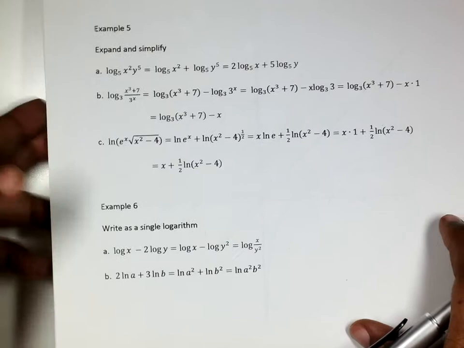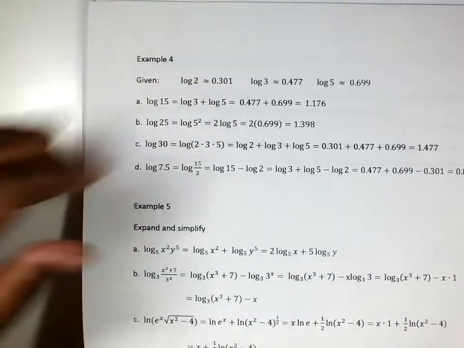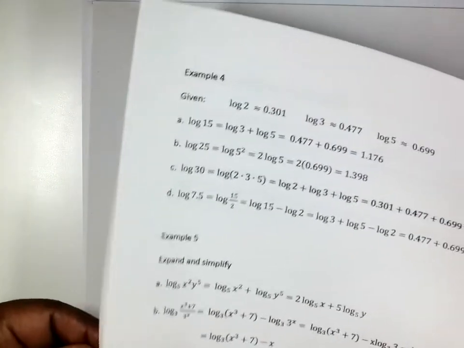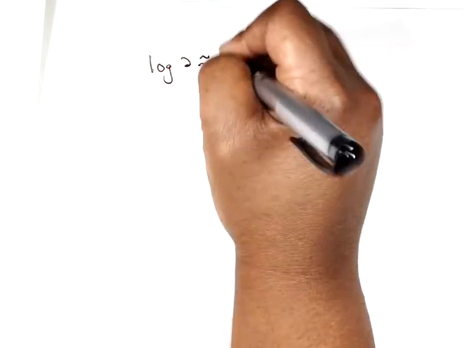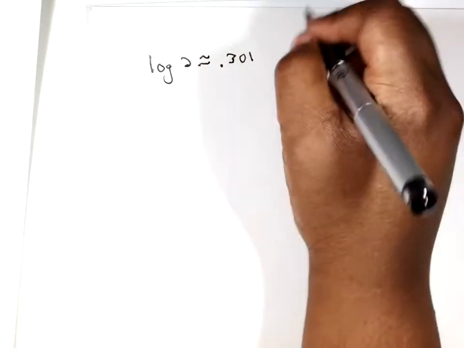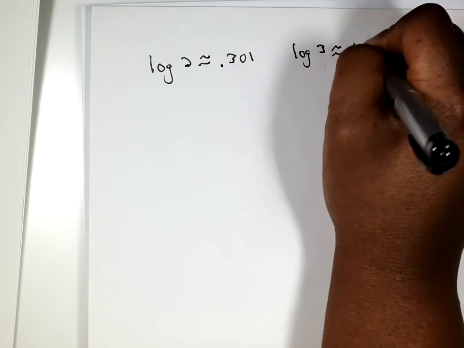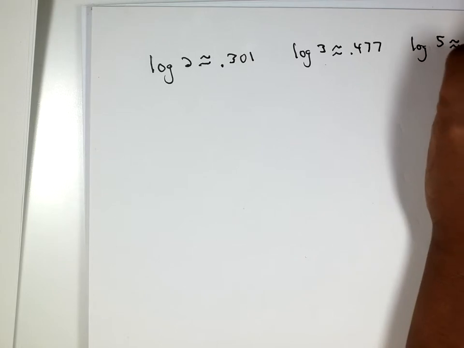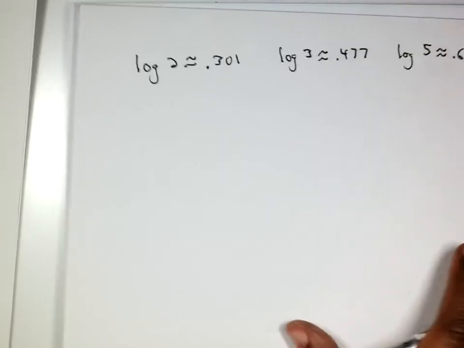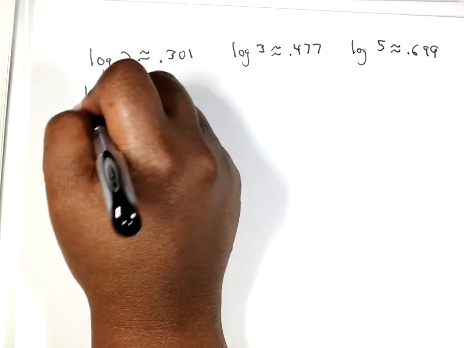So here I have some expansions. And I'm going to write these out so you can see exactly how they work. And I'm given that log of 2 is approximately 0.301. Log of 3 is approximately 0.477. And log of 5 is approximately 0.699. So that's what our givens are. And we're asked to find the following.